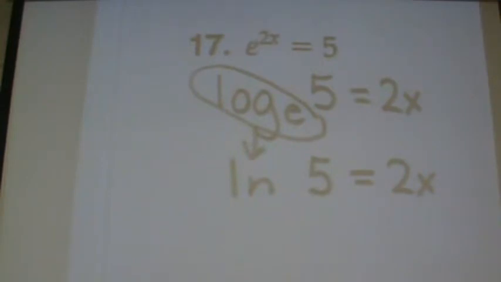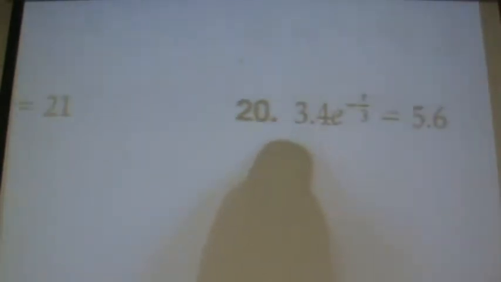Now, what do you think you're gonna do with 19 and 20? 19 and 20 have a little twist to it. You're gonna have to get rid of something first. You're gonna have to divide by 6 on this one before you rewrite it, and this one divide by 3.4.